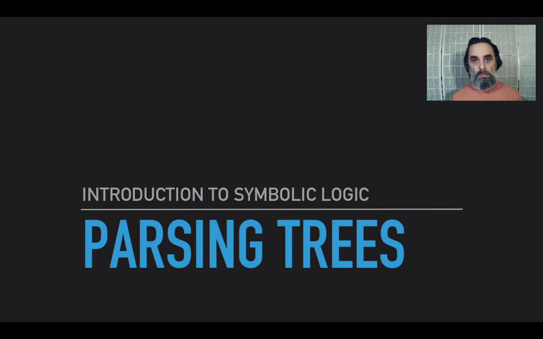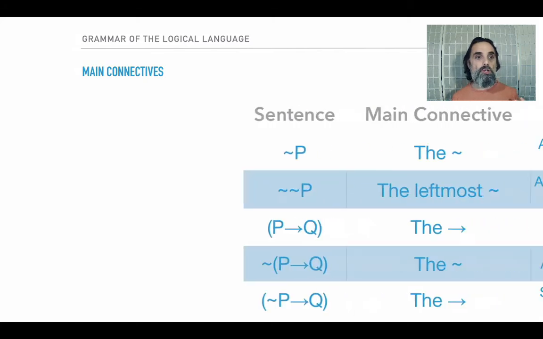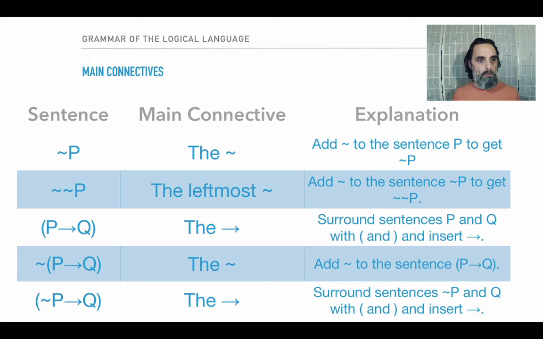So in this video, we're going to learn about parsing trees, which are a way of showing how sentences are built up out of their pieces, or discovering that in fact a string of symbols is not a sentence. So the first thing we need to do to understand a parsing tree is to introduce the notion of a main connective. And I'm going to give some examples and then the definition.